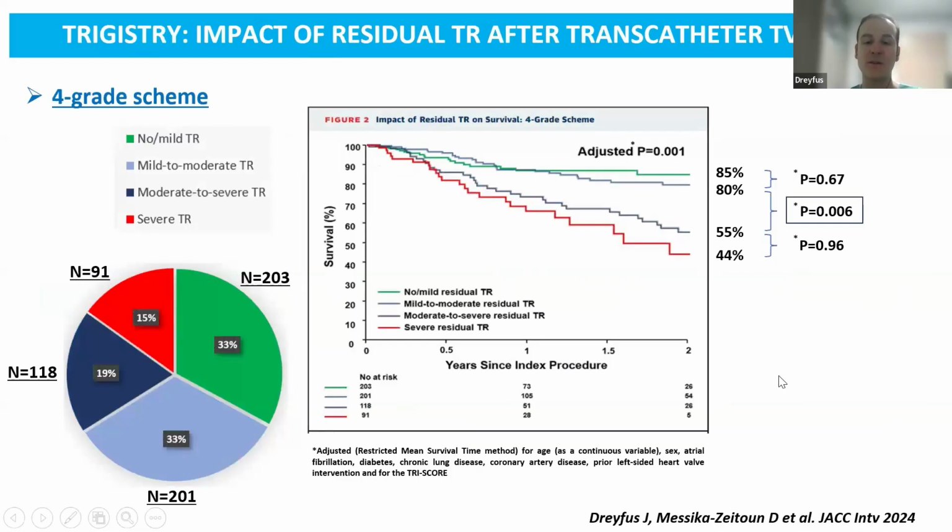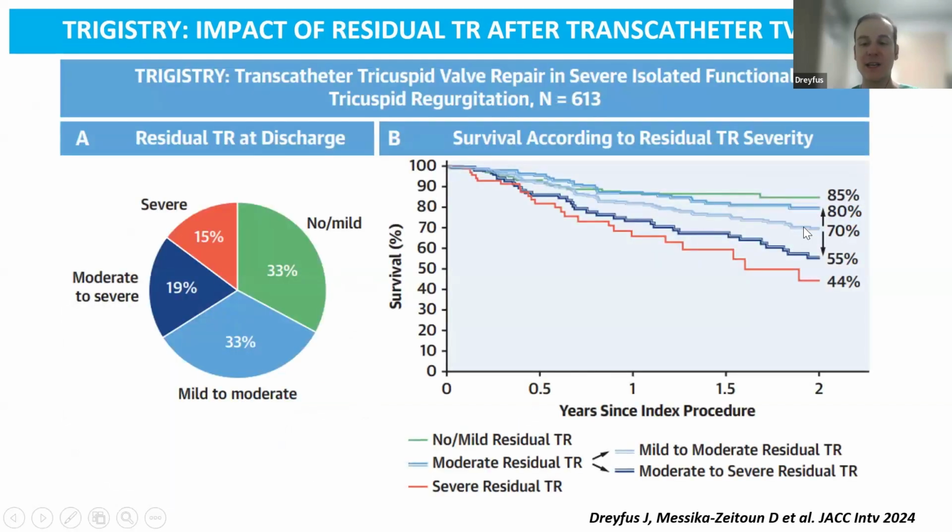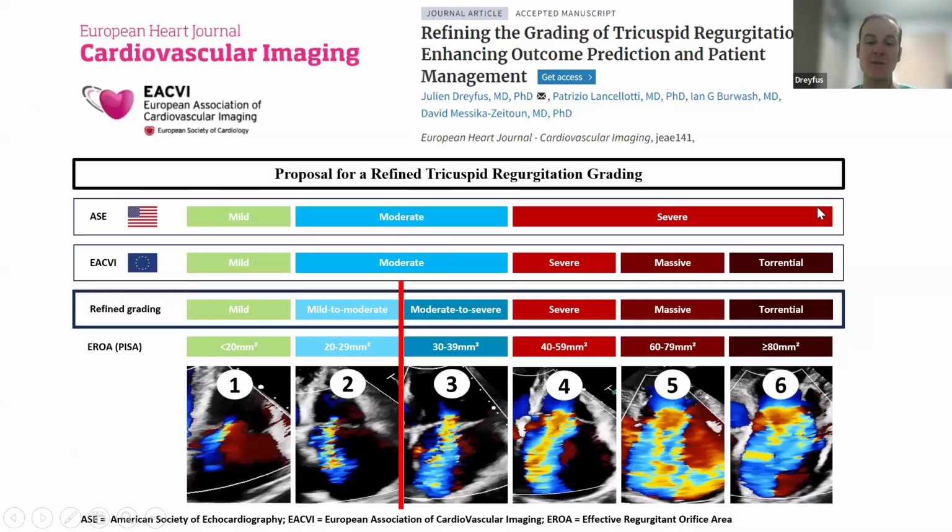And what we have demonstrated is that if you divide the moderate TR into mild to moderate and moderate to severe, you can observe that patients with mild to moderate have a significantly better outcome than patients with moderate to severe. Mild to moderate being closer to mild and moderate to severe closer to severe. And probably what we suggest is to consider that moderate TR is too heterogeneous a group and that we should divide it into mild to moderate and moderate to severe, just like for MR.